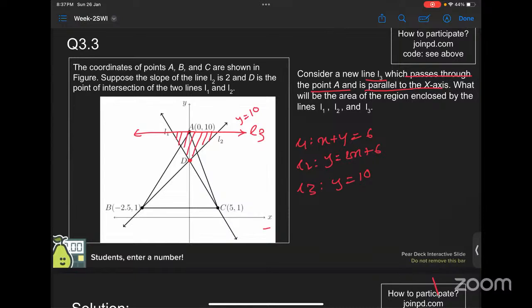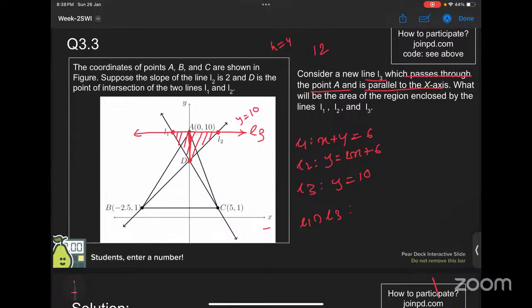Which method are you using? The 3-point rule or height into base? Height into base. Ma'am, area will be 12. So the height, if I calculate, is this one, right? 10 minus 6, 4. And what is the base? So we have to calculate the coordinates of these 2 points, right? That means the intersection of the line L1 with L3 and L2 with L3, right? Yes, ma'am.